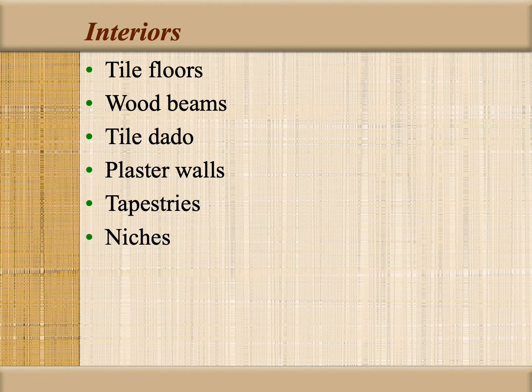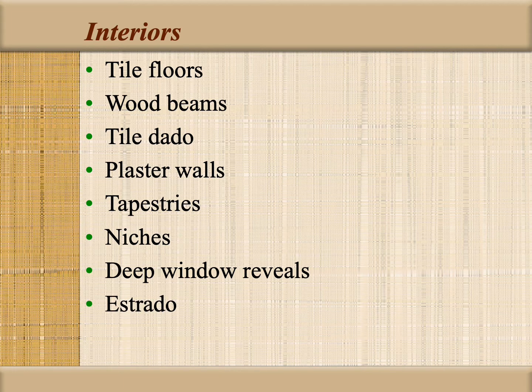We're also going to see the use of niches become quite popular. We saw these before in Greece and Rome, and we're going to see them again here. You also have incredibly deep window reveals, so those are set back quite a bit. You have an estrado, which is just like a raised platform or a stage. That's going to be the estrado. And then lastly, you're going to see the horseshoe arch, which we've mentioned a couple of times.